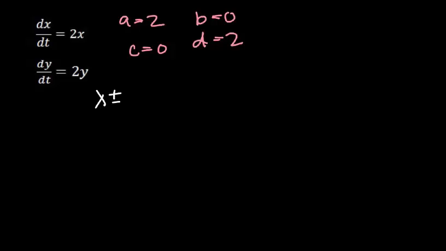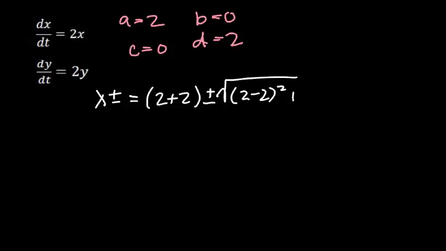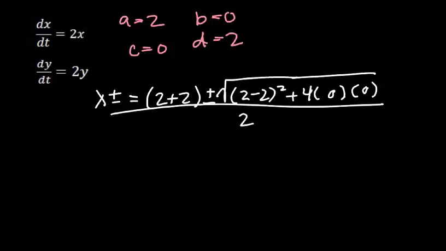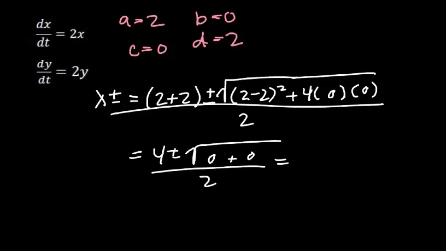So our lambda plus or minus equals a plus d, so 2 plus 2, plus or minus the square root of a minus d, so 2 minus 2 squared, plus 4 times b times c, so 0 times 0, all over 2. Once you have that, you can go ahead and simplify. So you have 4 plus or minus the square root of 0 plus 0 all over 2. And that simplifies to 4 over 2. So our answer for lambda plus or minus is positive 2.